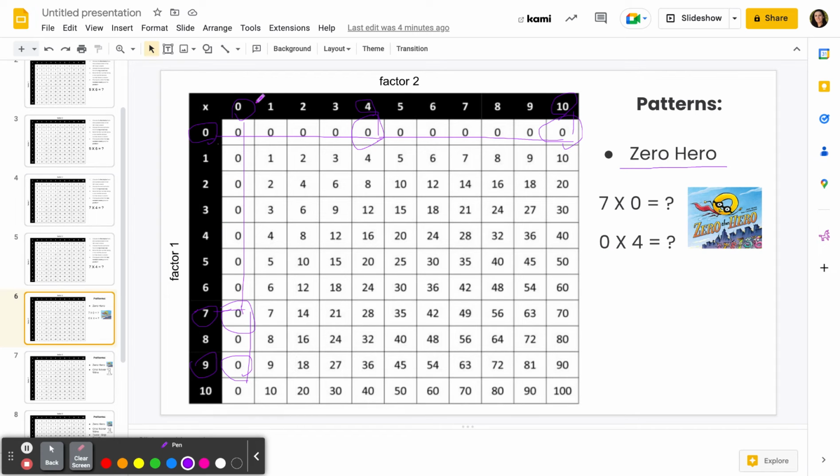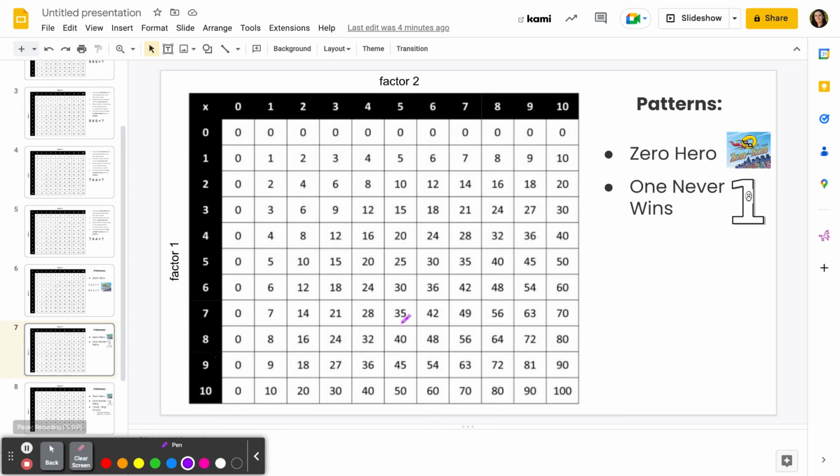0 always wins. The 0 is always winning. If I multiply 1,000,000 times 0, even though 1,000,000 is so much bigger, 0 is going to win. If I multiply 1,000 times 0, the 0 is going to win. 0 always wins. And 0 is our hero. Now we have the opposite for 1. Let's notice what happens when we multiply a number times 1. I'm going to start with 1 times 1.